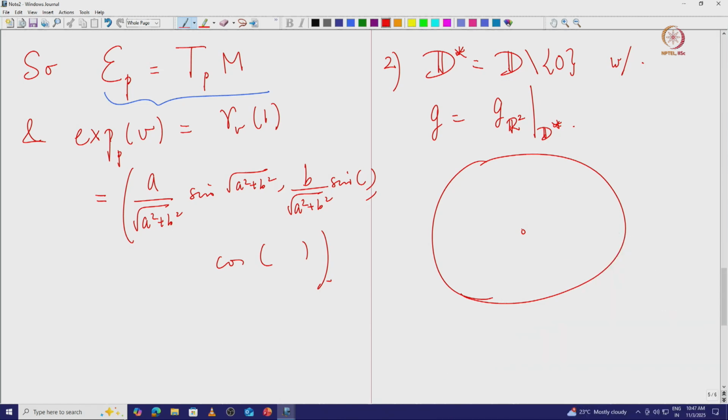Then clearly if you take a point here and a vector in this direction, then the geodesic, which obviously is a straight line because those are the geodesics in R2, will only last up to a certain time, because in a certain finite time it will hit this puncture and then it can't go any further because your domain does not have the origin in it, right.